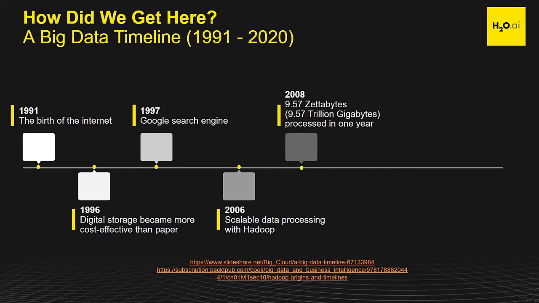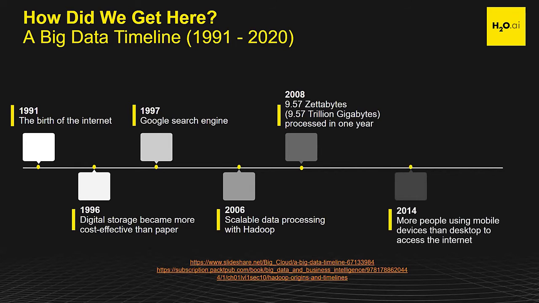And just 2 years after that, we have another milestone. We hit almost 10 zettabytes. What is a zettabyte? I didn't know. It's actually about a trillion gigabytes. And it's hard to imagine in my head. But that's the amount of data we processed in a single year back in 2008.